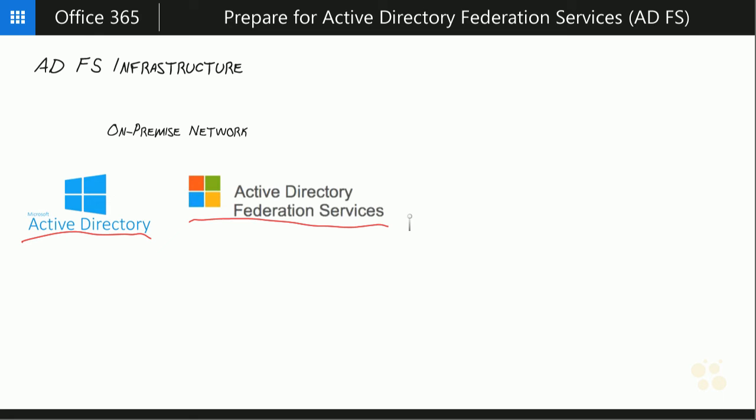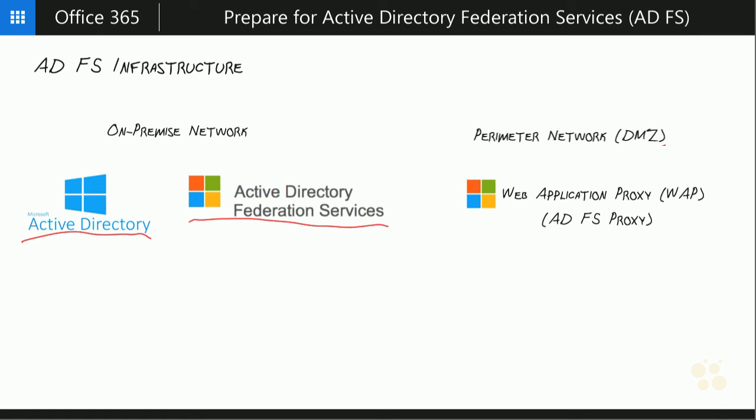Now, alongside your AD and your ADFS server in your on-premise network, you're going to need something called a web application proxy out in the perimeter network, or the DMZ as it's called. Now, this used to be called the ADFS proxy server, but since Windows, I believe, 2012 or 2012 R2, it's been known as the web application proxy, the WAP. I believe you're going to see it in all the documentation and on the exam always referenced as WAP, but if you run into ADFS proxy, just know that it's talking about the exact same service.